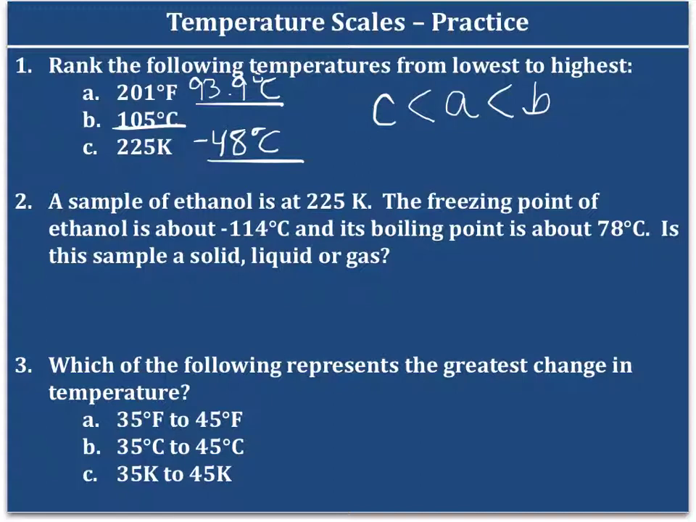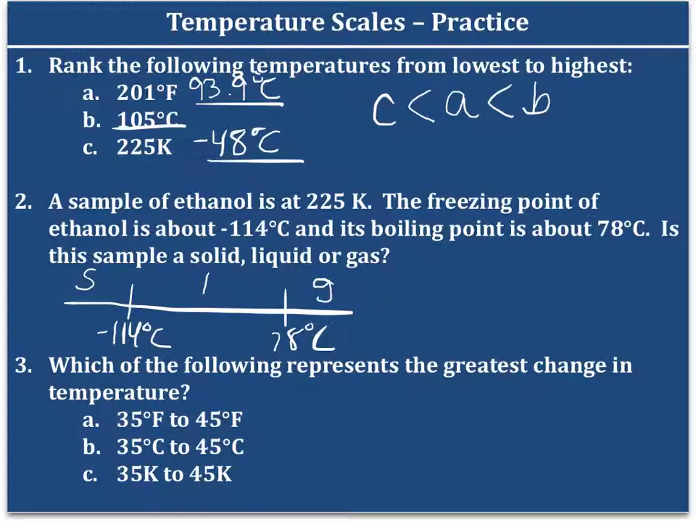Alright, problem number 2. A sample of ethanol is at 225 kelvins. The freezing point of ethanol is about negative 114 degrees Celsius and the boiling point is at about 78 degrees Celsius. We want to know, is this particular sample solid, liquid, or gas? Okay, so what I would recommend doing is just draw out a scale real quick. So negative 114 degrees Celsius, 78 degrees Celsius. So if it's below negative 114, it's solid. If it's between negative 114 and 78, it's liquid. And if it's above 78, it's gas.